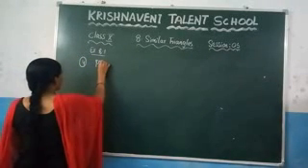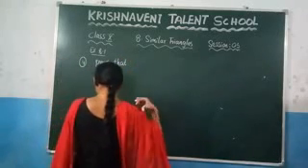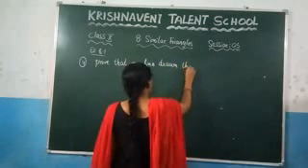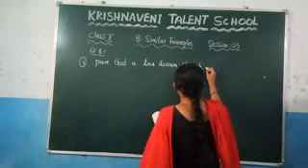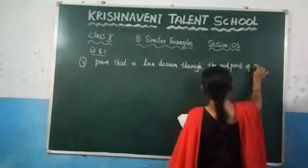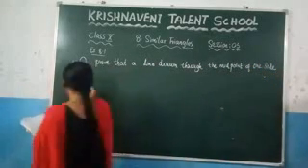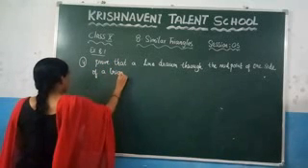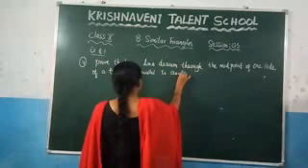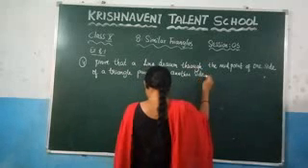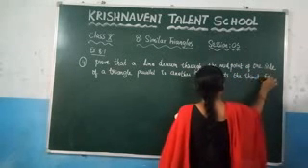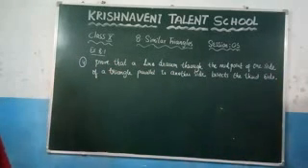What's the question given here? Prove that a line drawn to the midpoint of one side of the triangle parallel to other side bisects the third side. This is the question they have given.